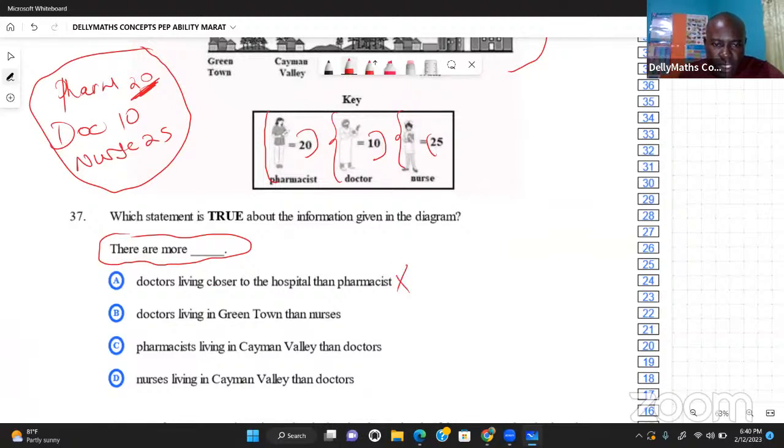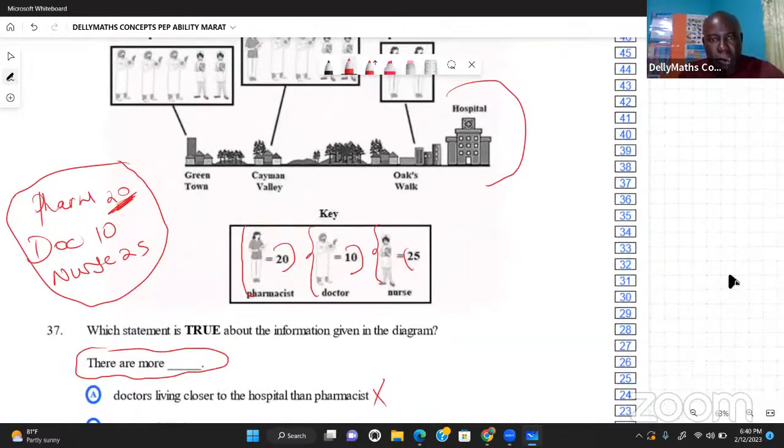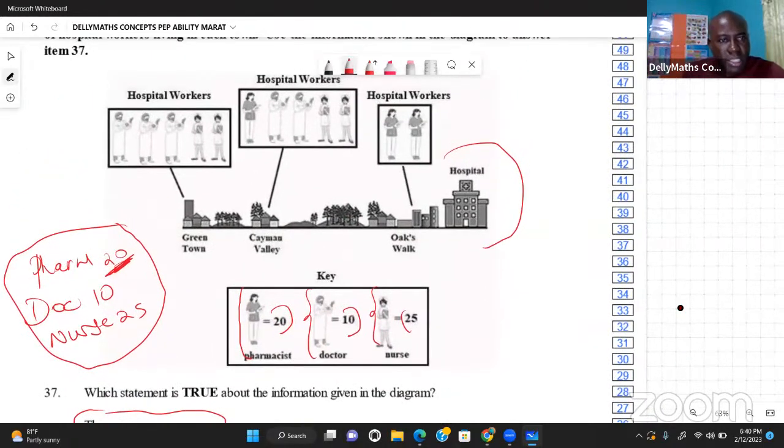Doctors living in Greentown. There are more doctors living in Greentown than nurses. So we're going to go to Greentown. They are saying there are more doctors than nurses in Greentown. This is Greentown. I'm seeing 3 doctor symbols. That means it's 30 doctors there. And I'm seeing 2 nurse symbols. This is actually 50 nurses because every nurse symbol represents 25. So no, this is incorrect.